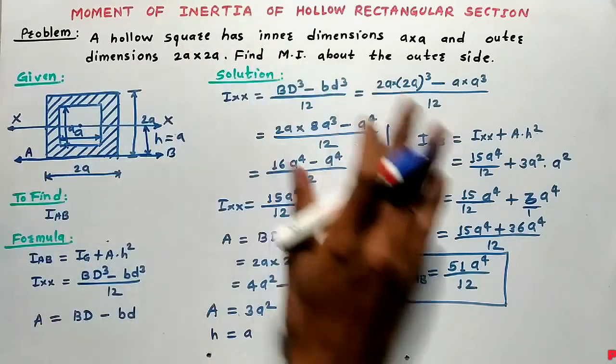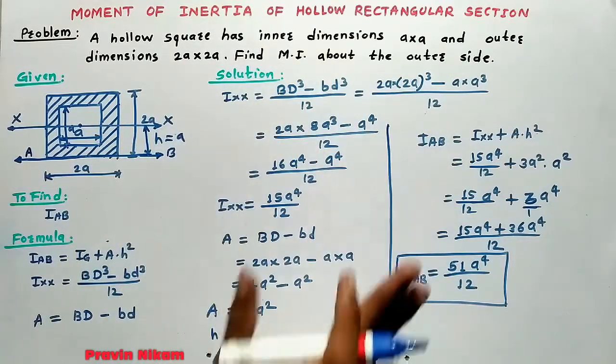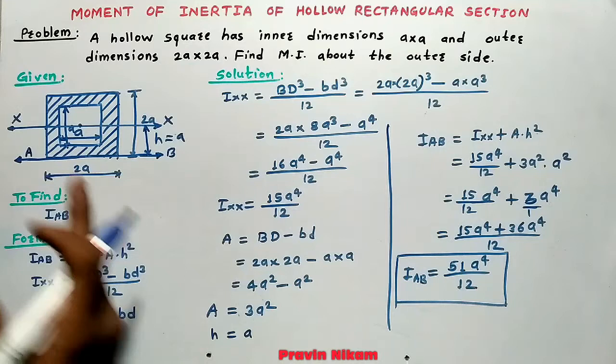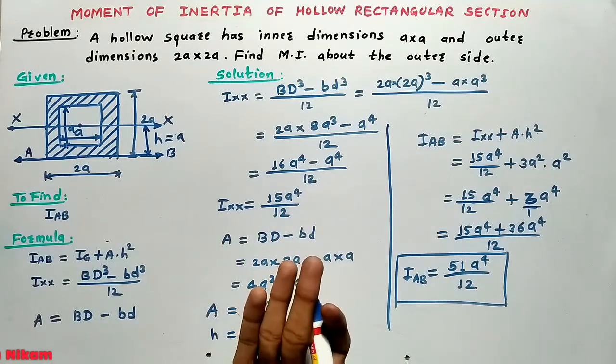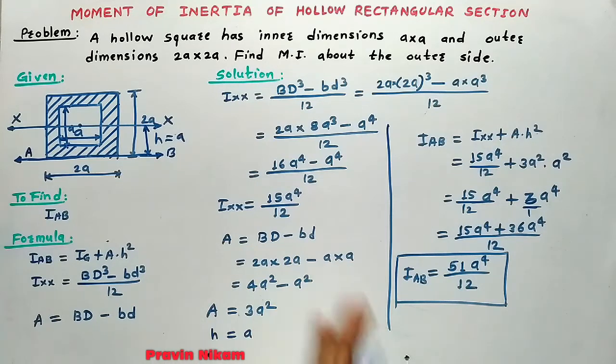So this is the method to solve problems based on hollow rectangular section. If the values are given, then the problem will be simpler than this.